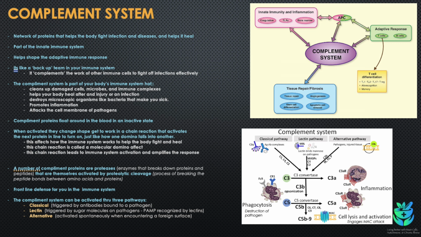The complement system can be activated through 3 pathways. The classical, which is triggered by antibodies bound to a pathogen. The lectin pathway, which is triggered by sugar molecules on pathogens, or PAMP, recognized by lectins. And remember, PAMP means pathogen-associated molecular pattern. And the alternative pathway, which is activated spontaneously when encountering a foreign surface.